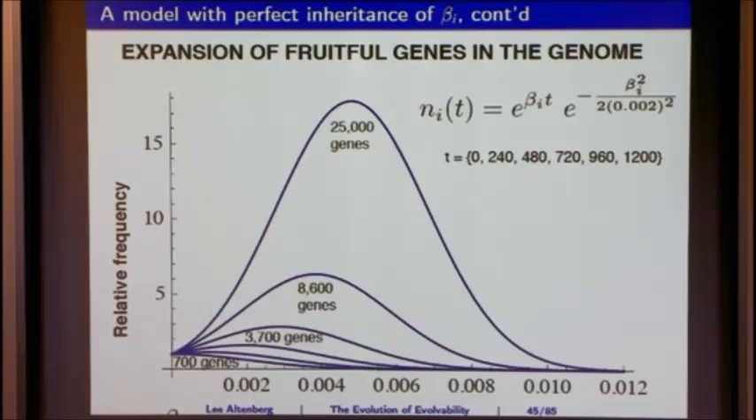So what we are seeing here is an evolutionary shift to increase the probability that a new useful gene is kept by the genome. So that's the evolution of evolvability in a positive direction.